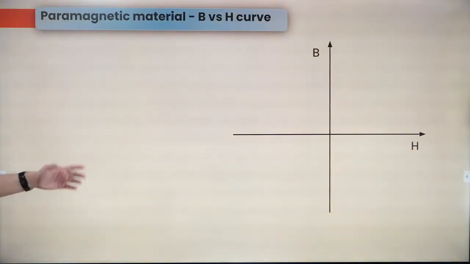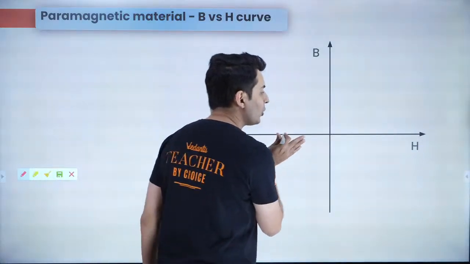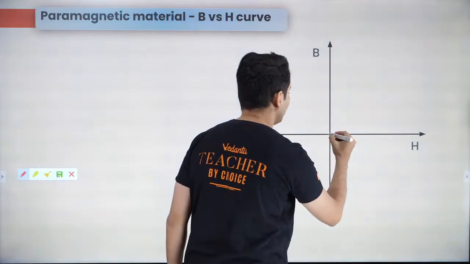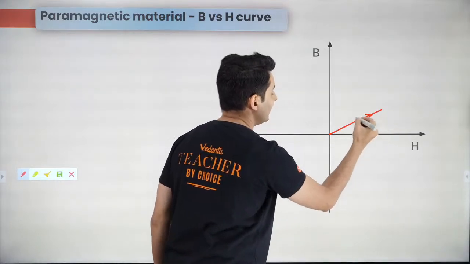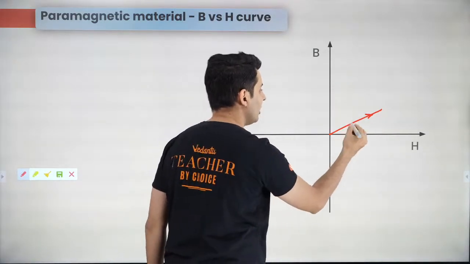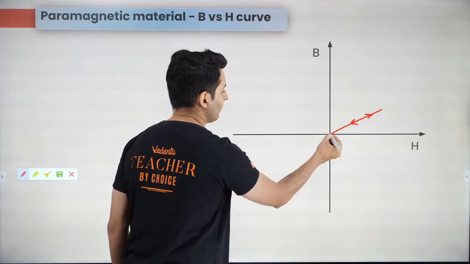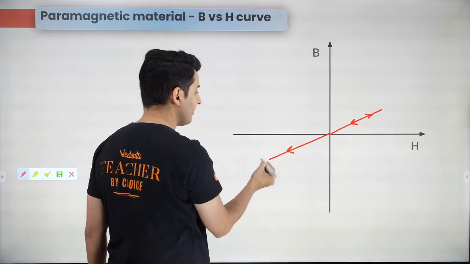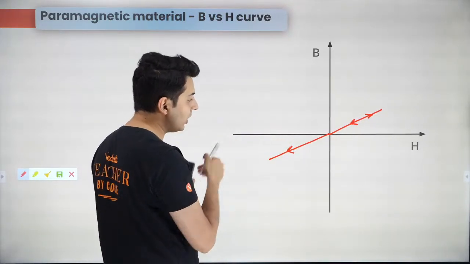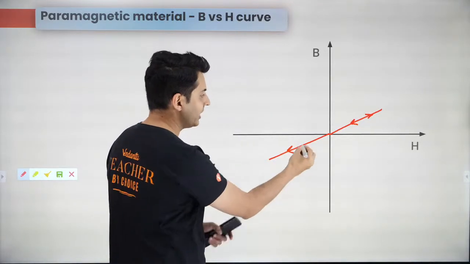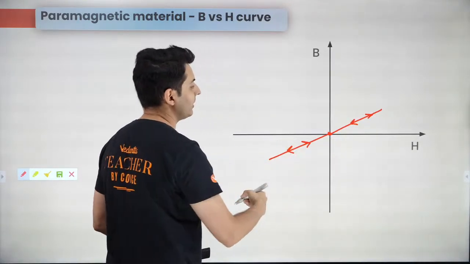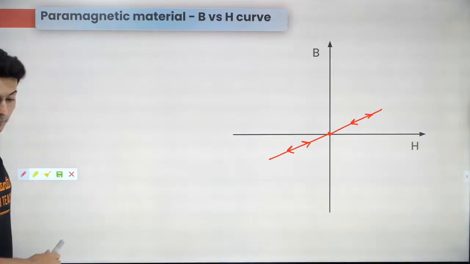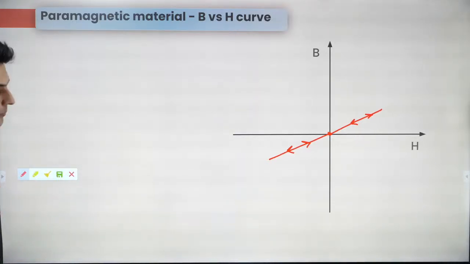And how will the BH curve look? If you try to magnetize it in the positive direction, then the magnetic field induced will also be in the same direction. If you remove it, it will come back. And if you magnetize it in the reverse direction, the induced field will also be in the reverse direction. If you remove it, again it will go back to the same point. So this is also very, very important. I hope this is clear.